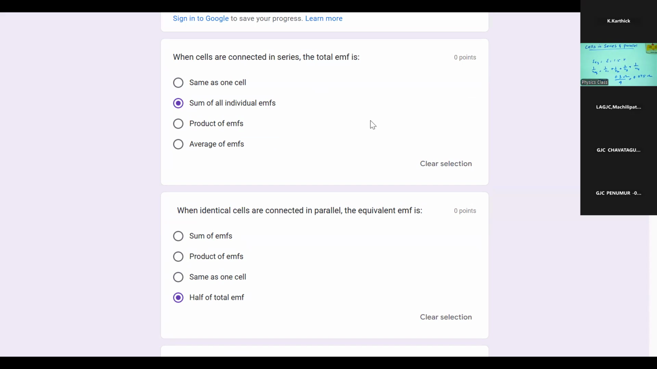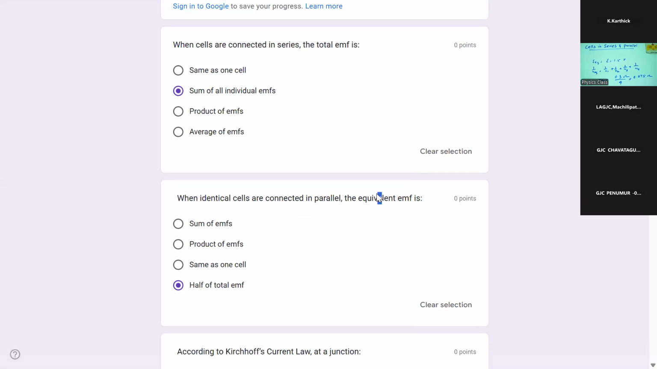Which one is correct? Option B, 2, C, B. When identical cells are connected in parallel, the equivalent EMF. Already I told you, 9 volt, 9 volt, 9 volt. C. Okay, good. Yes, C is the correct answer. So the equivalent EMF is the same as one cell EMF. So option 3 is the correct answer.